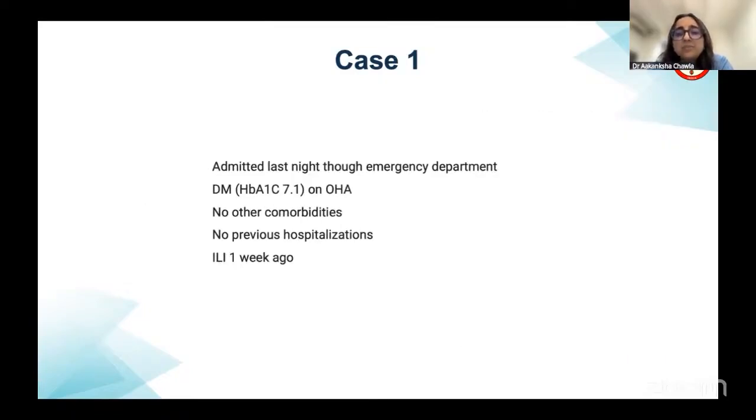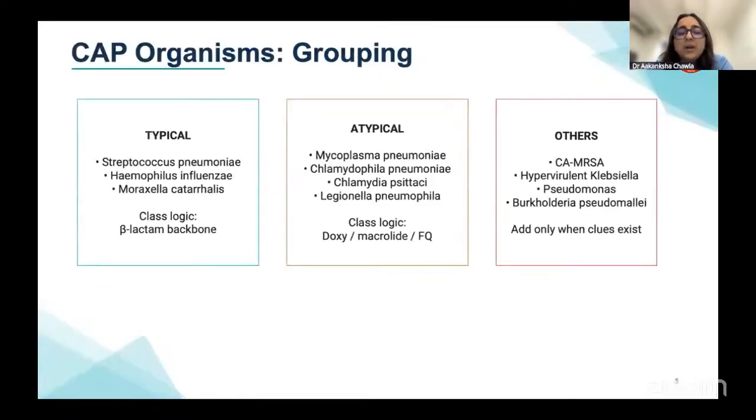So this is basically a typical community acquired case that would present to you in the hospital, and the typical organisms that you should always keep in mind before deciding your empiric therapy: Streptococcus pneumoniae, Haemophilus, and Moraxella catarrhalis. Remember, atypicals should always be covered. That is your Mycoplasma pneumoniae, Chlamydophila pneumoniae, Chlamydia psittaci, and Legionella.